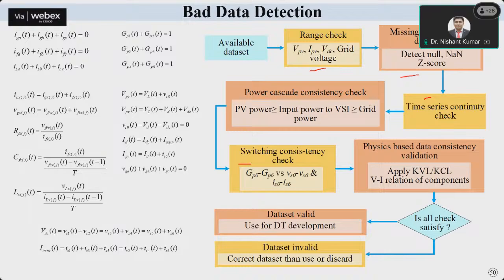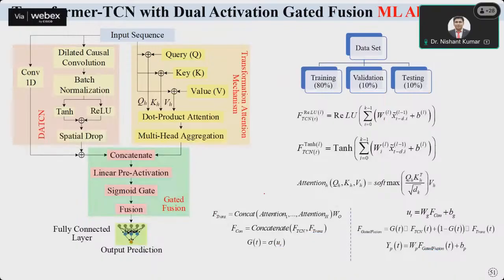For example, we know that in the same leg, both switches cannot be on at a time. So those things we can also check. And then finally we will go for the physics-based data consistency validation. That means a small KVL and KCL we can apply to check the data. You can check node by node, we can say nodal analysis. Through this way we can predict what is happening or wrong with the data and then identify where it is. So this type of research we have done.